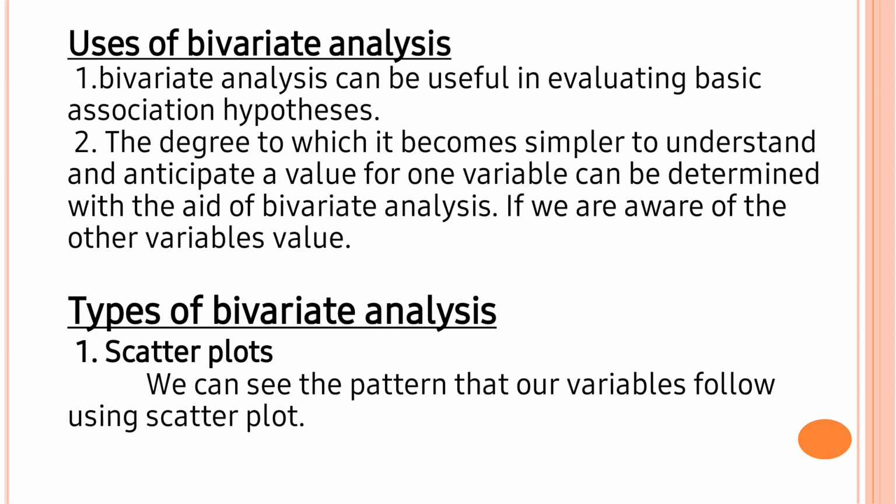Types of bivariate analysis. First one, scatter plots. A visual representation of bivariate data where each observation is plotted as a point on the graph with two axes, one for each variable. It visualizes the relationship between the variables.